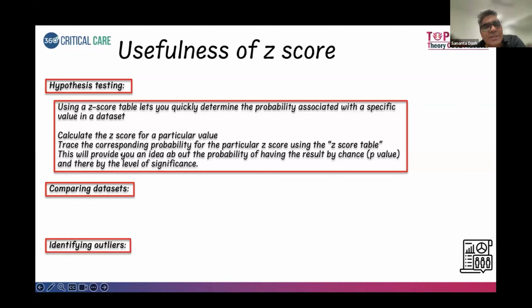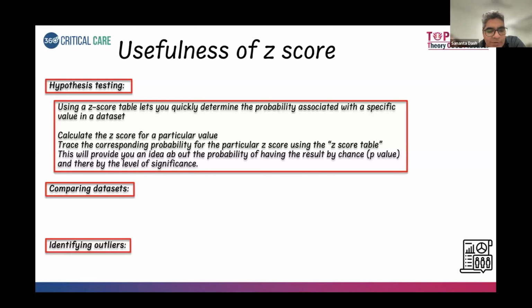Calculate the Z-score for a particular value. So there are steps to that. You always refer to a Z-score table, which is readily available. You have a data point, you have a standard deviation, put those two like going on the x-axis and y-axis and find the Z-score from that. This will provide you an idea about the probability of having the result by chance also, like a p-value. And with that Z-score, you can look at the p-value table. What is the p-value associated with it?